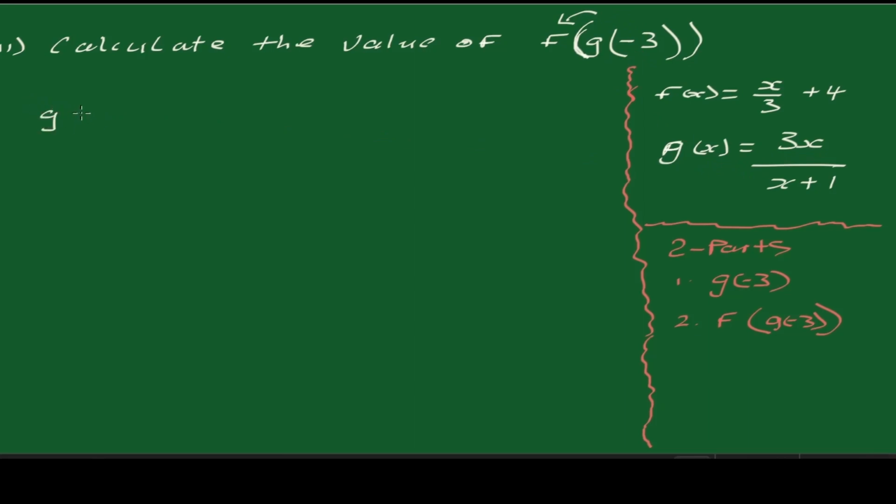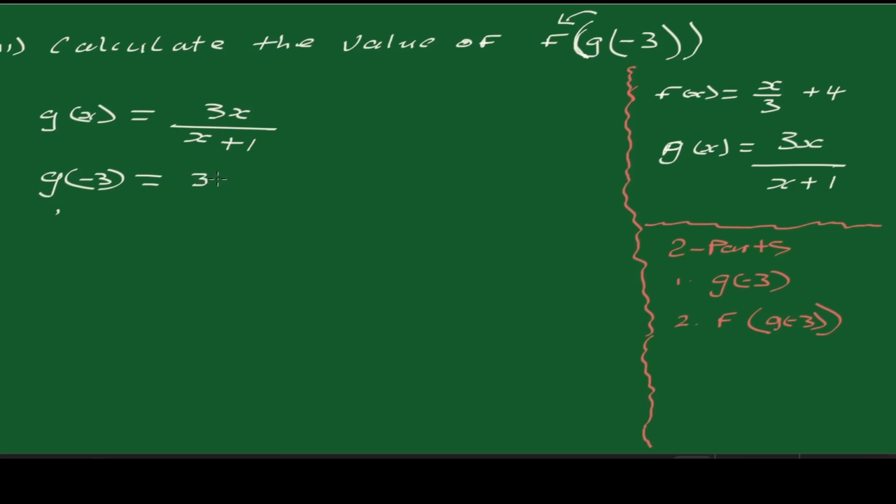So this is a function g: g(x) equals 3x over x plus 1. So that is the function g. And in the function g, we're going to input negative 3. So the input into this function is negative 3. So anywhere we see x in the function, we're going to replace it with negative 3.